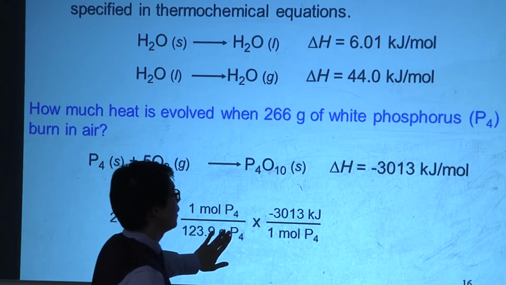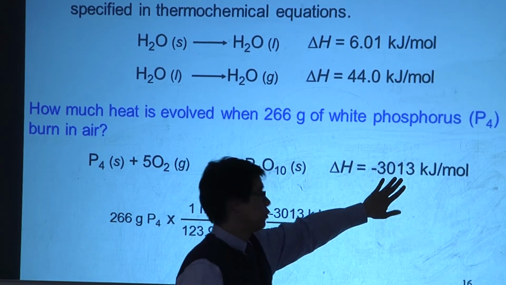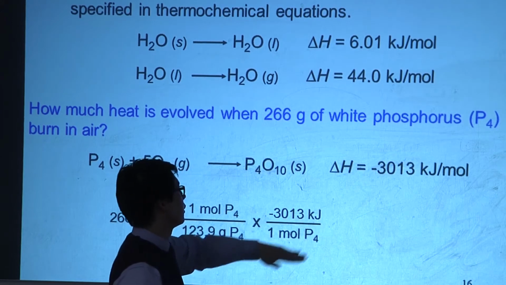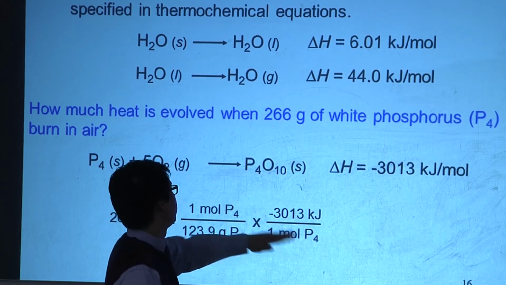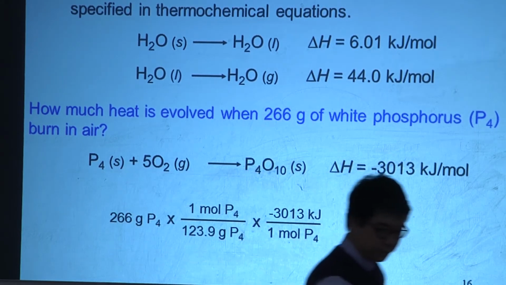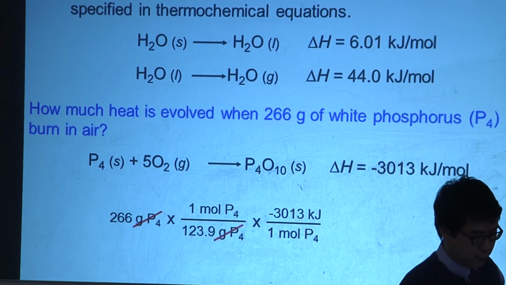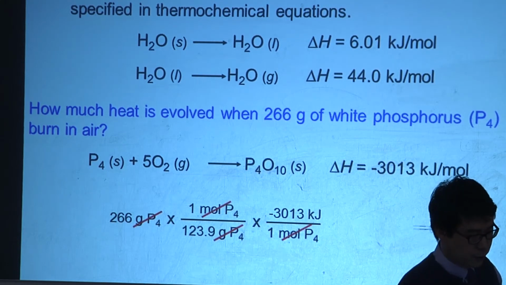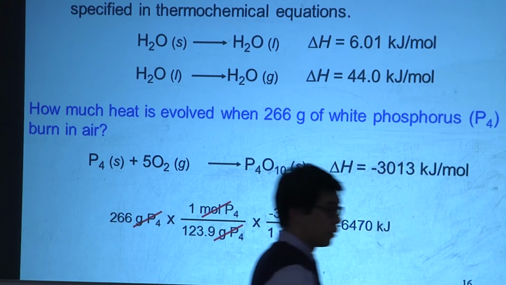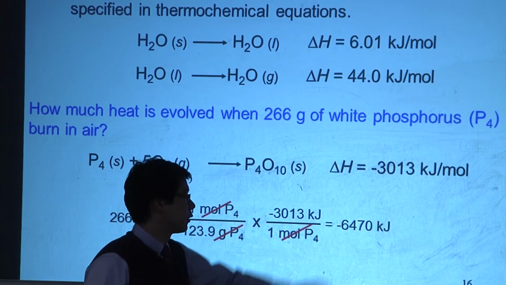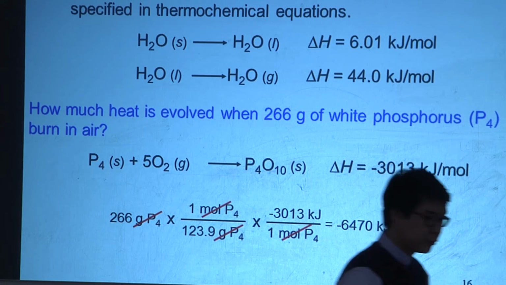And then I multiply that by the delta H kilojoules per mole, right? So 3,000 kilojoules per 1 mole. The moles and moles are going to cancel. Right, the grams and grams cancel, the moles and moles cancel, and I'm going to have kilojoules. So when I put that together, I'm going to get negative 6,470 kilojoules.